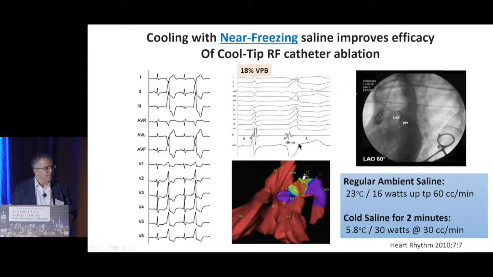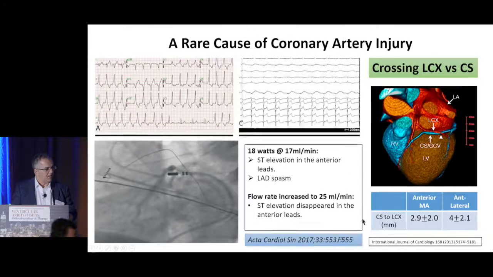I had the same experience in a few patients where I had to use cold saline during the distal CS ablation. The problem when you're delivering there is that this is one of the regions where you have to be aware and careful with the potential damage of the coronary arteries.